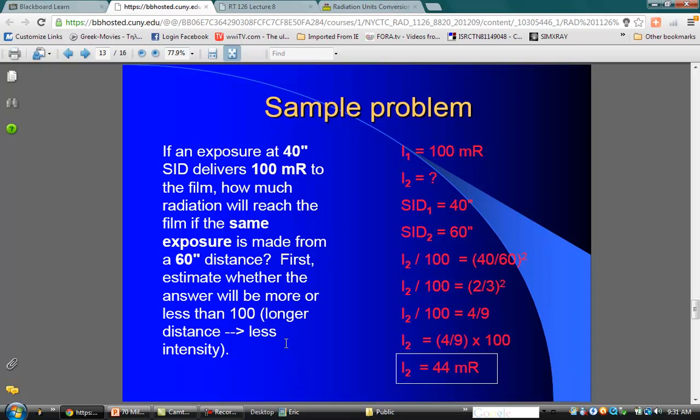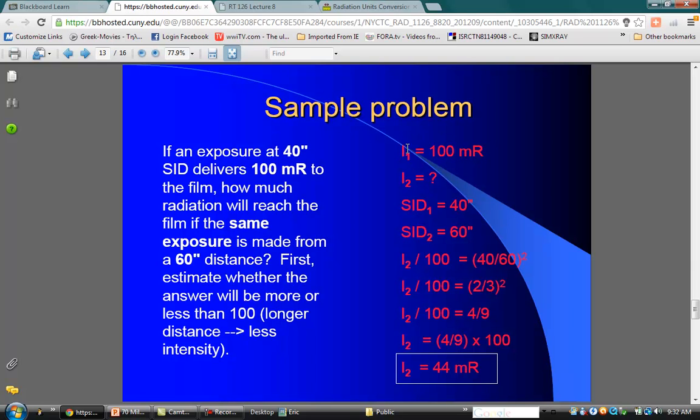Here we're asking a question. If you had an exposure that was done at 40 SID, that's your first distance, and it delivers 100 milliroentgen. This is the actual dose, milliroentgen. Here's our intensity 1, 100 milliroentgen, to the film. How much radiation will reach the film if the same exposure is made from a 60-inch SID? That's our second SID here. And we want to know how much the new intensity would be. This is our unknown, our second intensity.